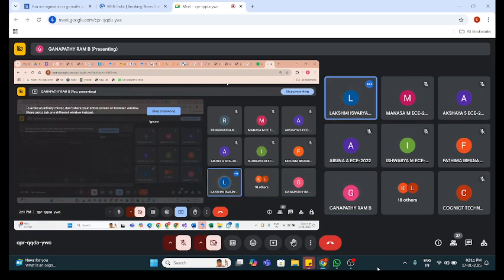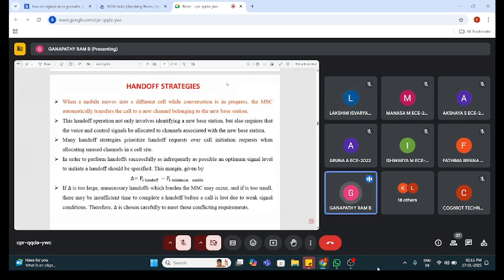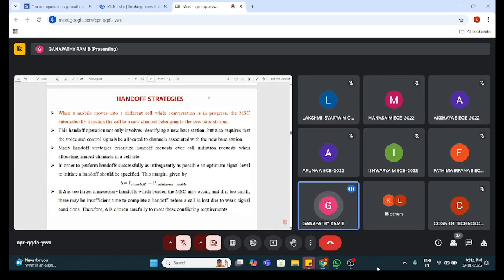Yes, sir. Okay, so in the previous class, we started to discuss handoff, which is nothing but transferring of the call from one base station to another base station while a mobile is moving.